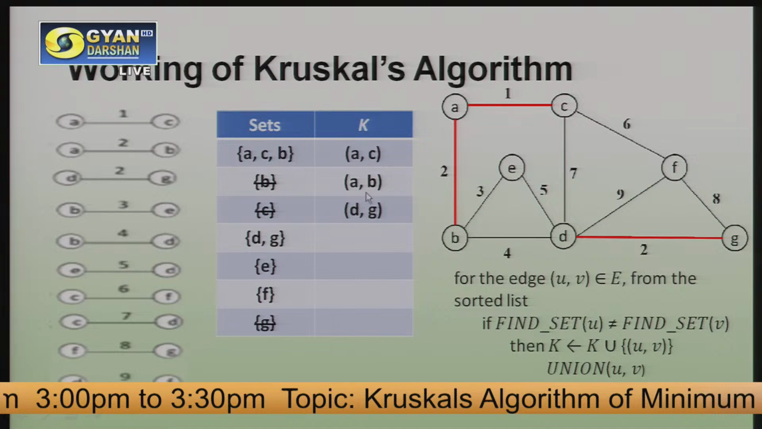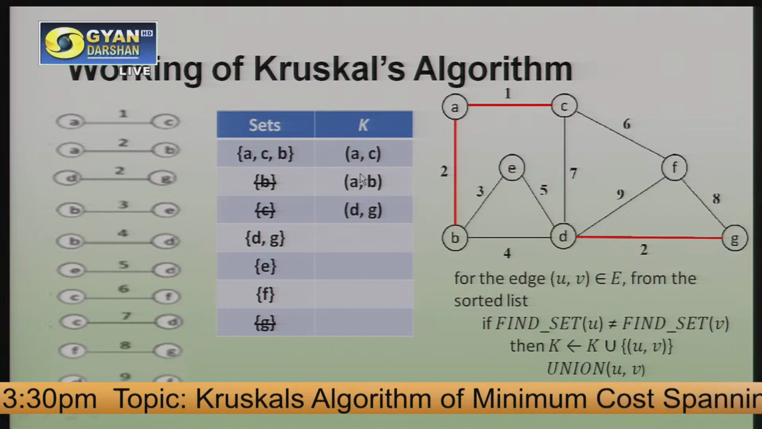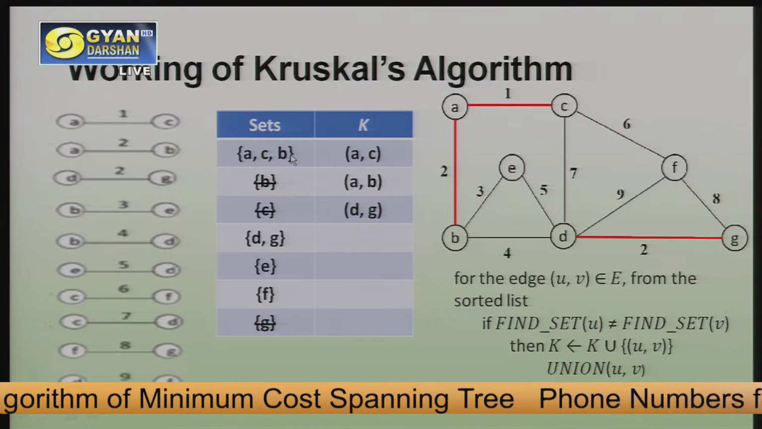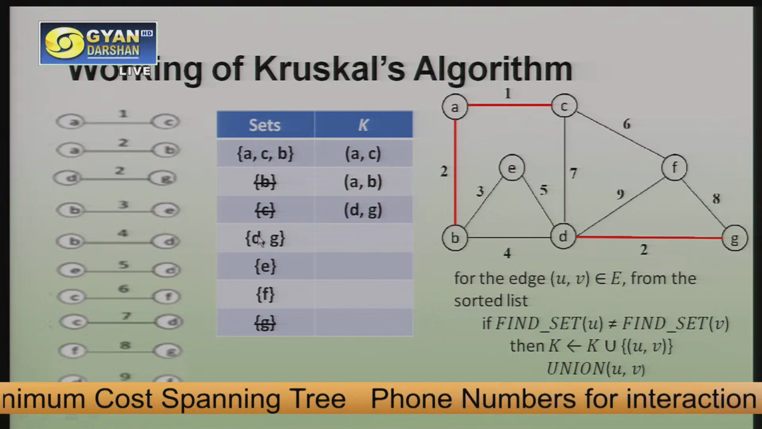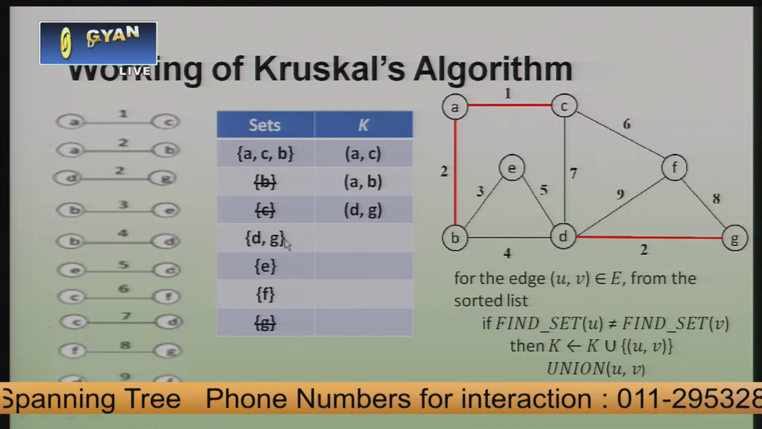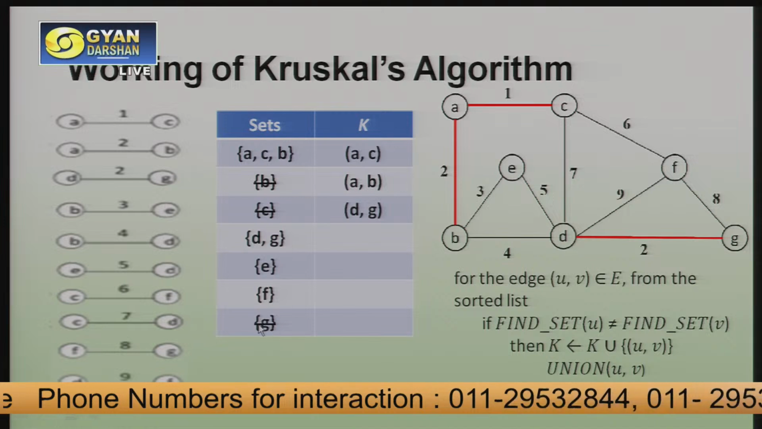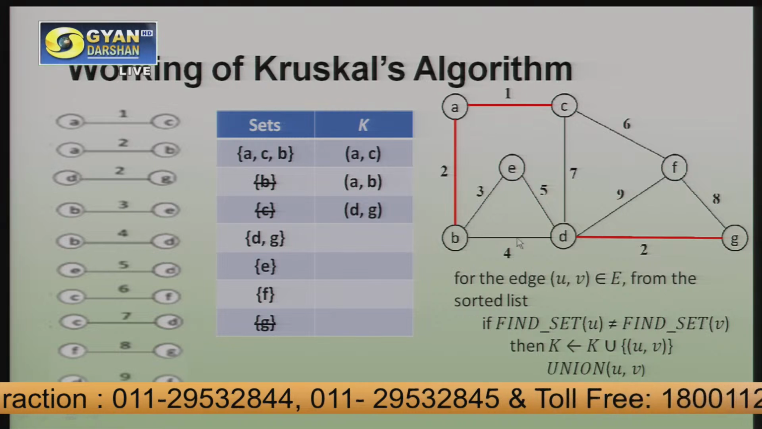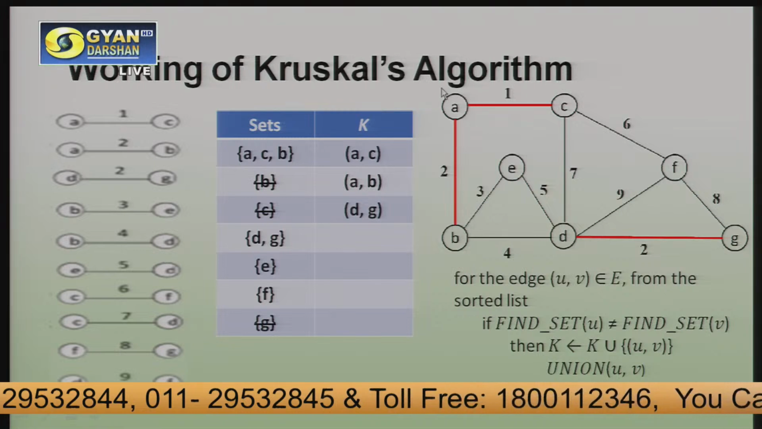So now we have three edges. All the three edges you can see here. This set remains as it is, but D and G form another set. G is no longer a set anymore. And now you can see we have disjoint graphs, right?